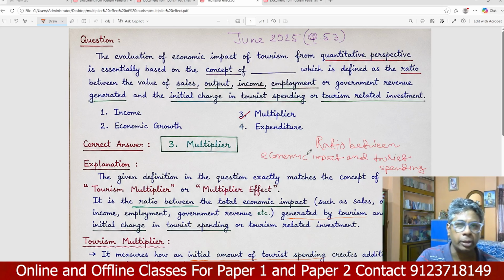Before solving this question, we have to understand what the multiplier effect is.